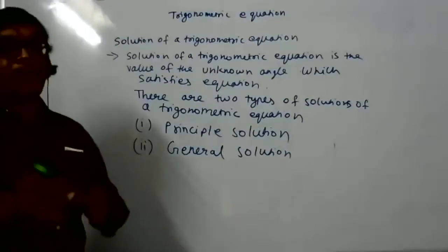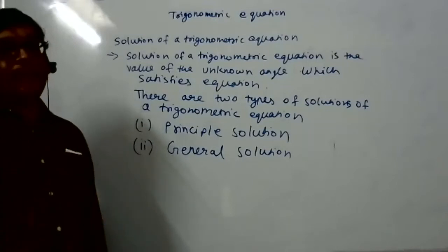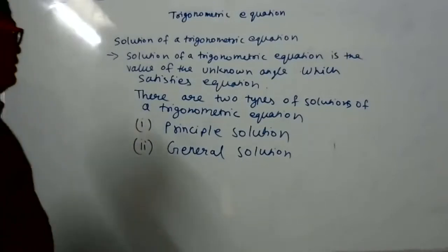As I told you earlier, both are solutions. Both are values of the unknown angle for which left hand side becomes equal to right hand side, but also there is a difference.